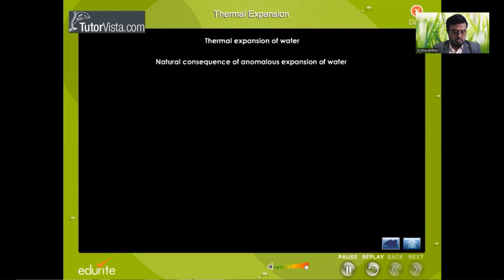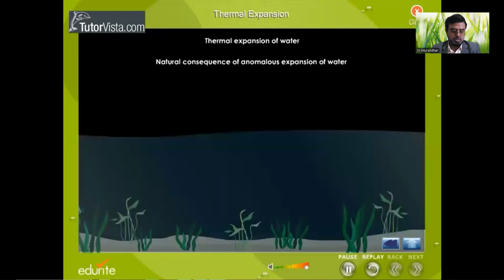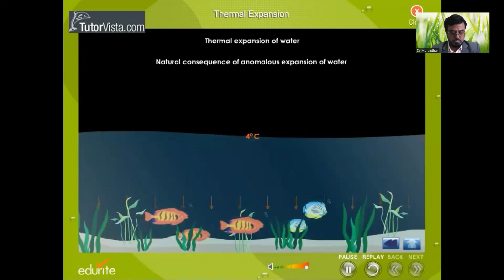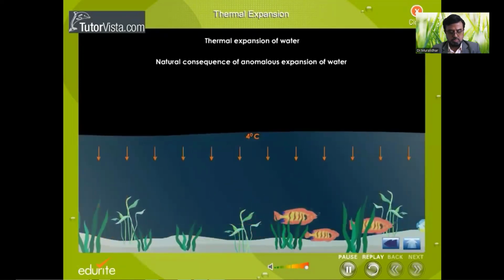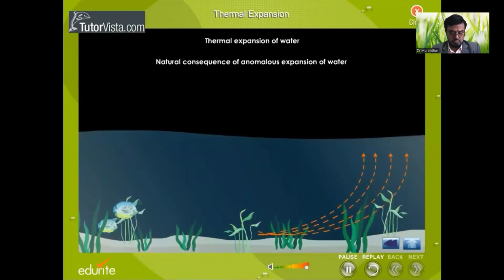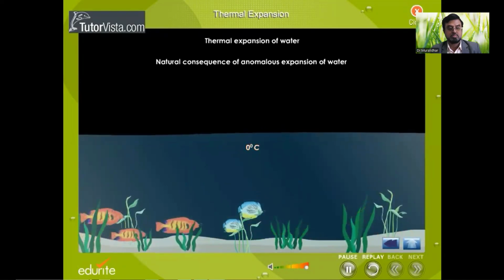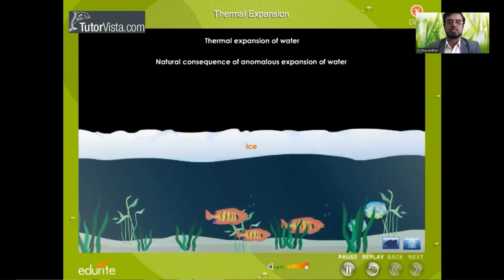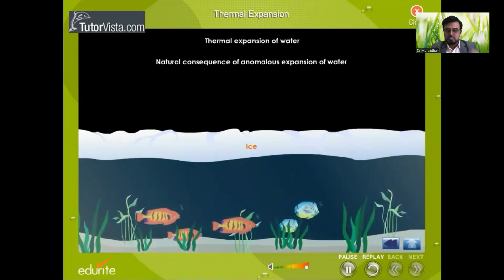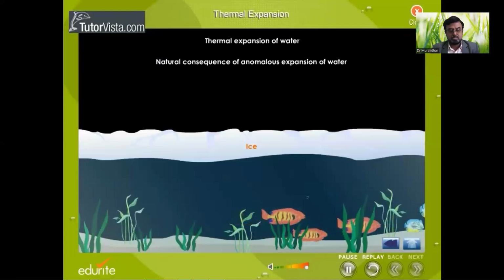Natural consequence of anomalous expansion of water. When the water on the surface of a water body cools down to 4 degrees Celsius, its density increases and hence it sinks. The warmer layer of water from the bottom rises to the surface. This layer cools to 0 degrees Celsius, thus forming a layer of ice. The dense layer of water at 4 degrees Celsius remains in the liquid state, as the ice formed on the surface is a bad conductor of heat and provides a suitable condition for the survival of fish and other aquatic animals.